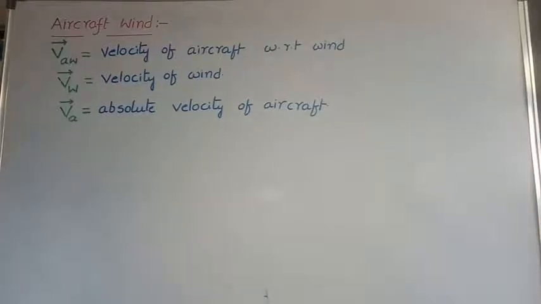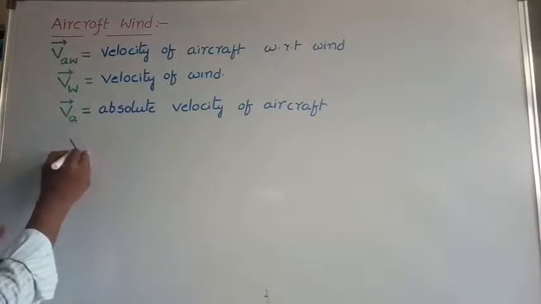velocity of river Vr is replaced with Vw. Vw stands for velocity of wind or absolute velocity of the wind or velocity of the wind with respect to ground. Va stands for absolute velocity of aircraft or velocity of aircraft with respect to ground. VAW is the velocity of the aircraft with respect to wind.